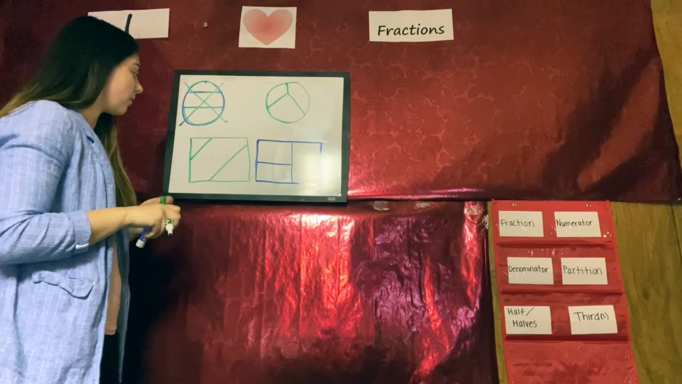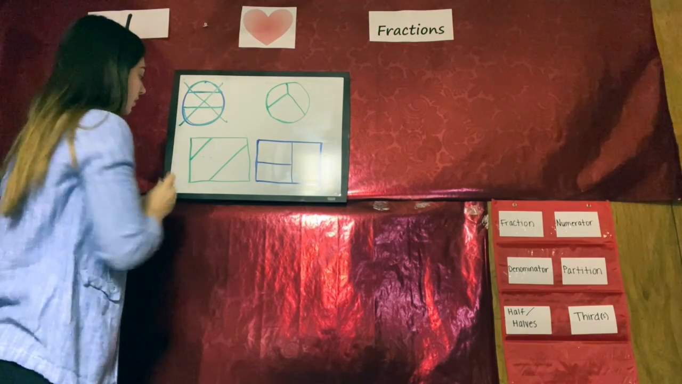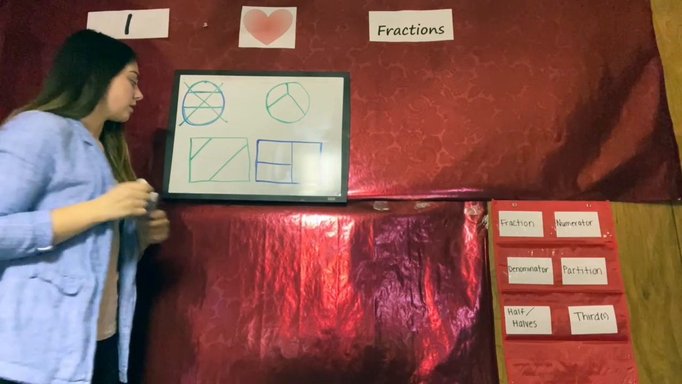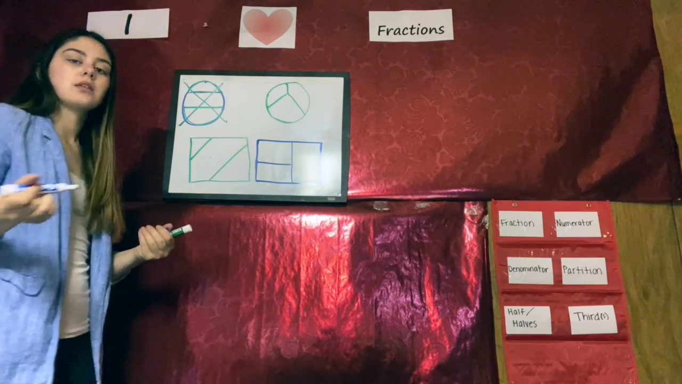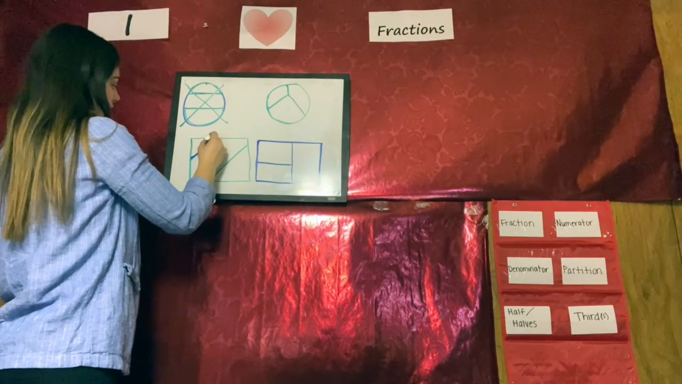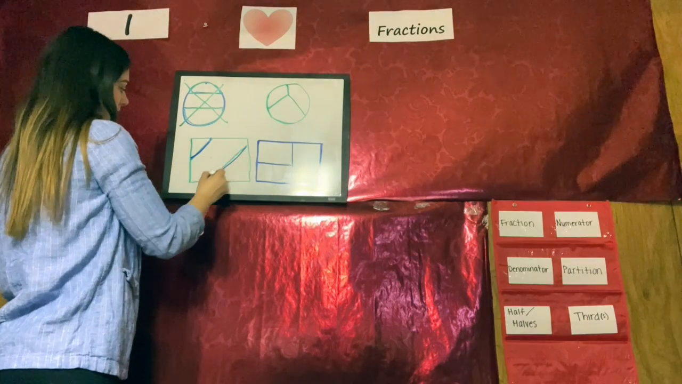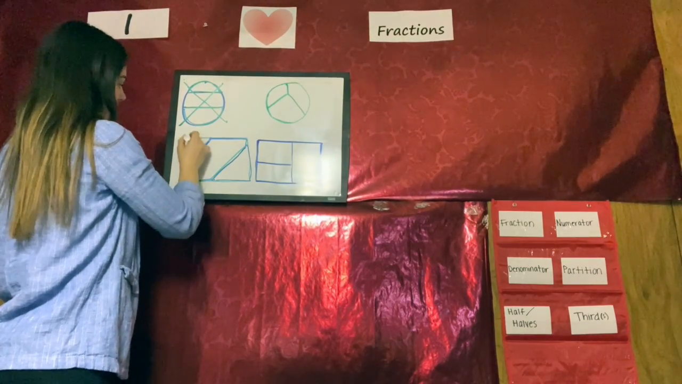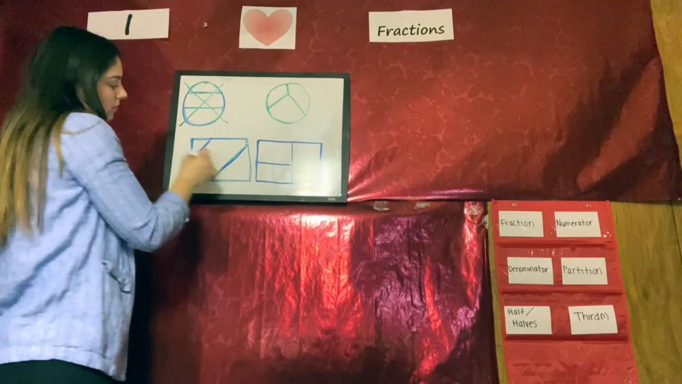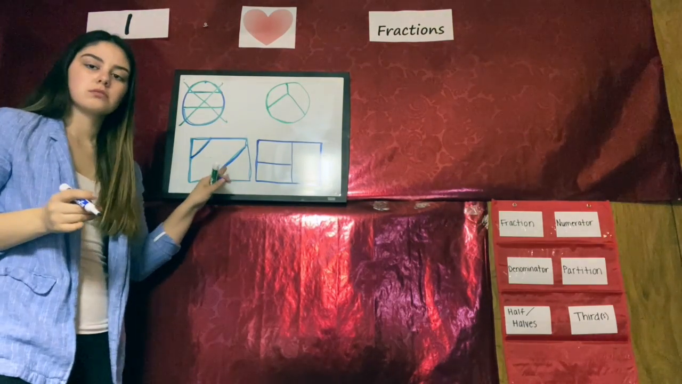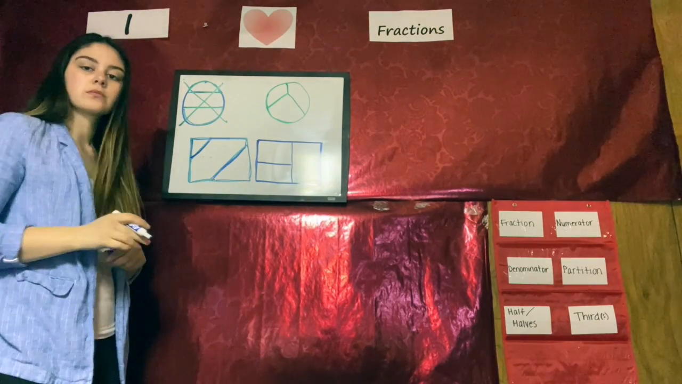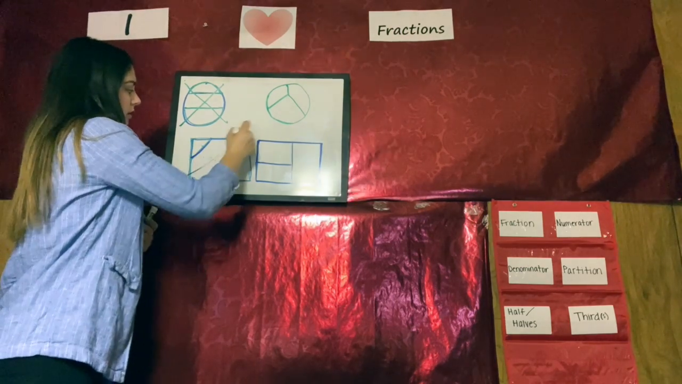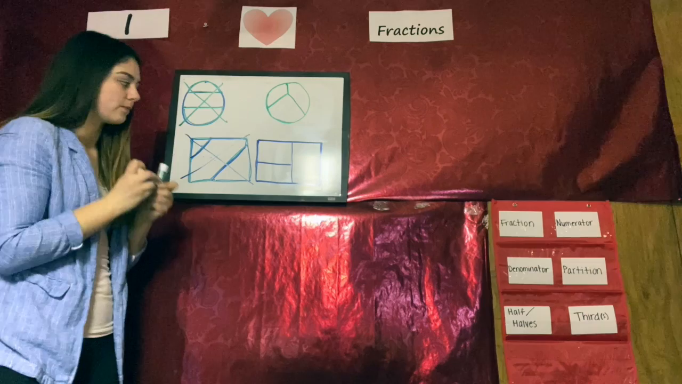Let's look at this rectangle. This rectangle is also partitioned into 3 parts using diagonal lines. But we can see that this creates a triangle. This is a triangle. And then this is another shape. Are these 3 shapes equal? No, these are not equal parts. So this does not represent a third.